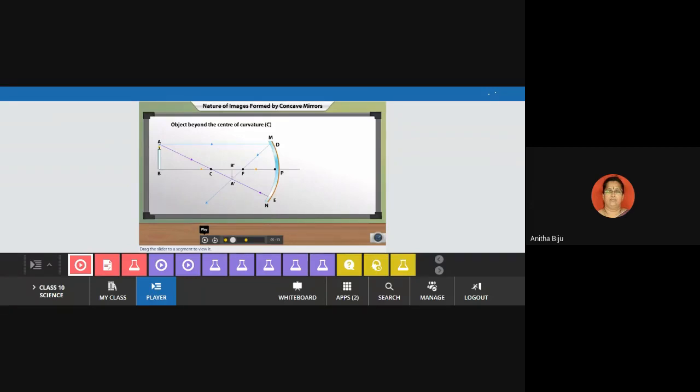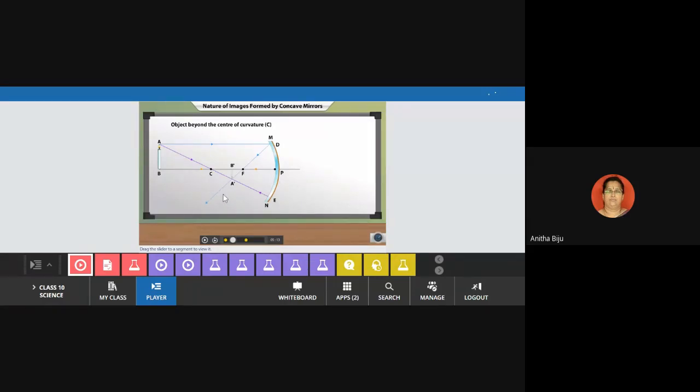You can see the image is formed on the same side of the mirror. Here you can see the position. It is formed between F and C. This is the first point. Second point, what is the nature of the image? It is real and inverted. You can see that it is in inverted position, B dash, A dash, B dash. And since it is formed on the same side of the mirror, it is real. So this is the second point, it is real and inverted.